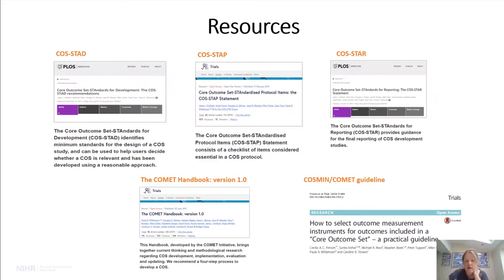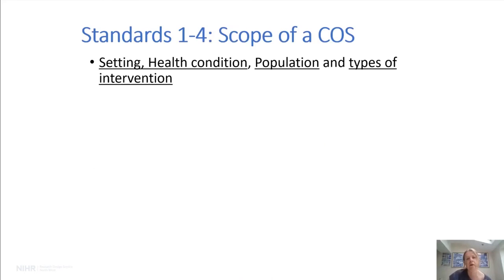There are several resources available for developing a core outcome set on the COMET website. They're all published. We have recommendations, all from international consensus exercises, 11 recommendations about what you should do when you're developing a core outcome set, what should be in a protocol, and how they should be reported. There's lots more information in the COMET handbook, and there's also a guideline about, once you know what you want to measure in a core outcome set, how you decide how to measure things.